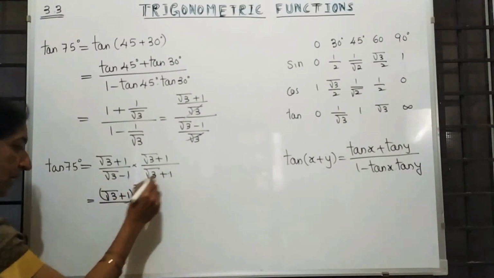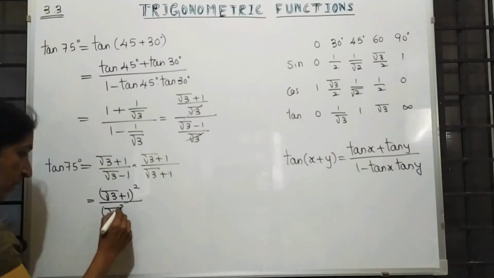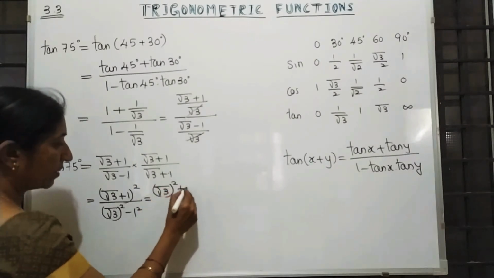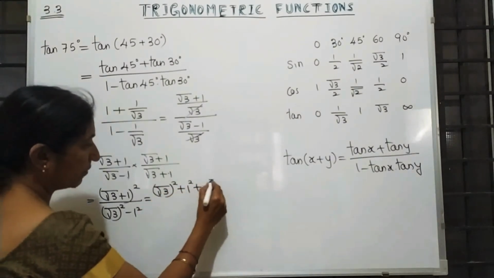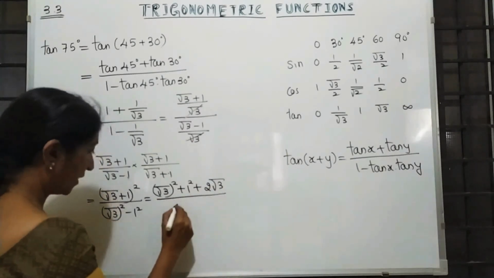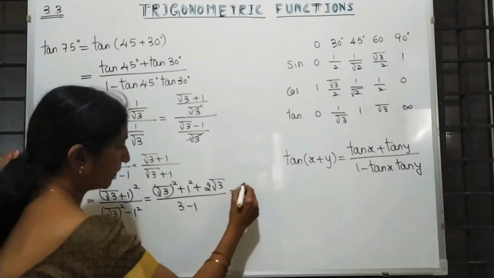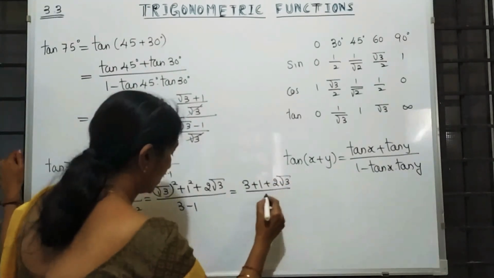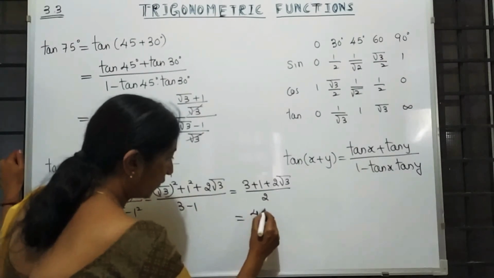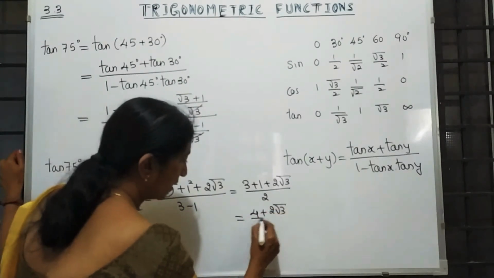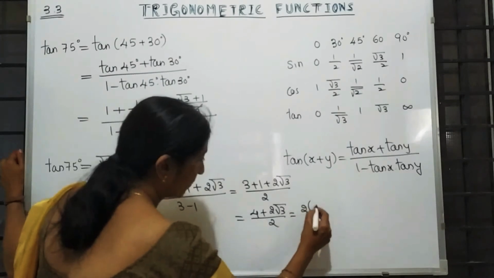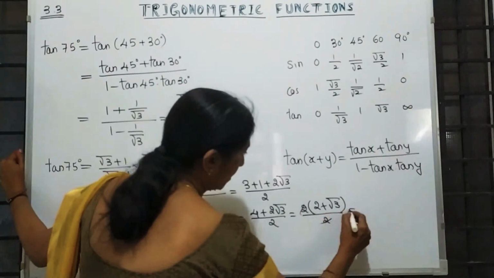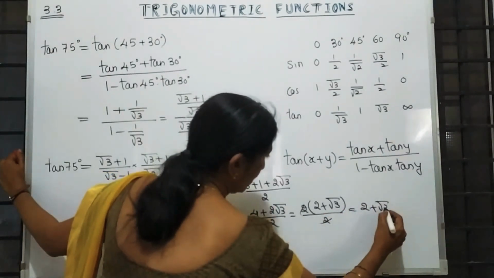In the denominator it is a minus b times a plus b, a square minus b square. Apply the formula: root 3 square plus 1 square plus 2 root 3 divided by 3 minus 1. That is 3 plus 1 plus 2 root 3 divided by 2. 4 plus 2 root 3 divided by 2. 2 common: 2 plus root 3 upon 2. They get cancelled. 2 plus root 3.